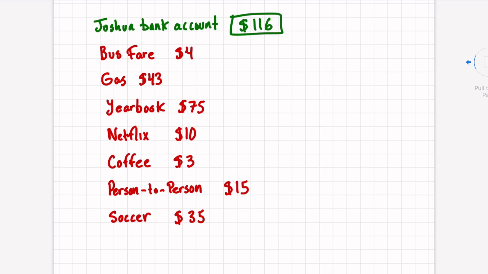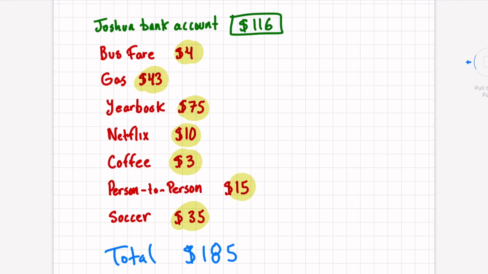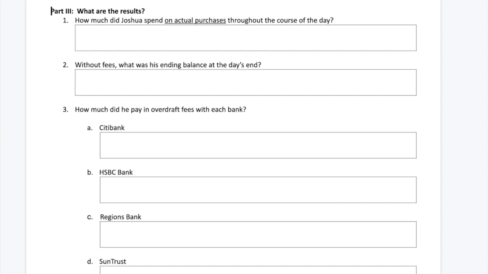So now that we have listed all the transactions, all we have to do is add them up. So $4 plus $43 plus $75 plus $10 plus $3 plus $15 plus $35. It's a total of $185. So as you can tell, he spent more money than what he had, so he has a negative amount now, because he had $116 and he spent $185. Alright, so now we have enough information to answer question 1 and question 2. And now let's look at question 3, where we look at each individual bank and figure out the fees for each bank.